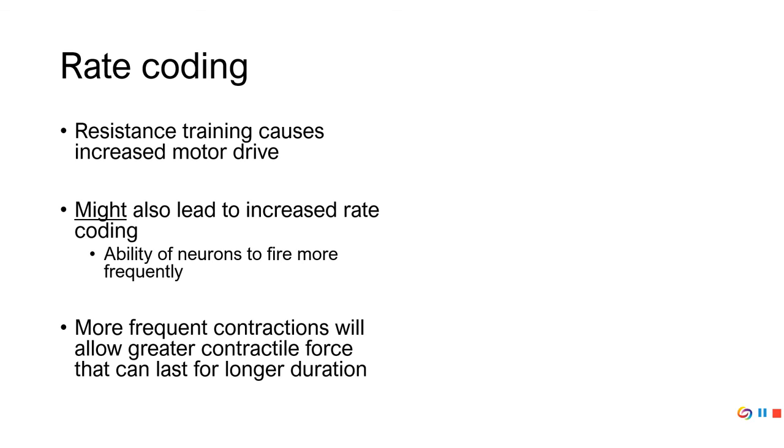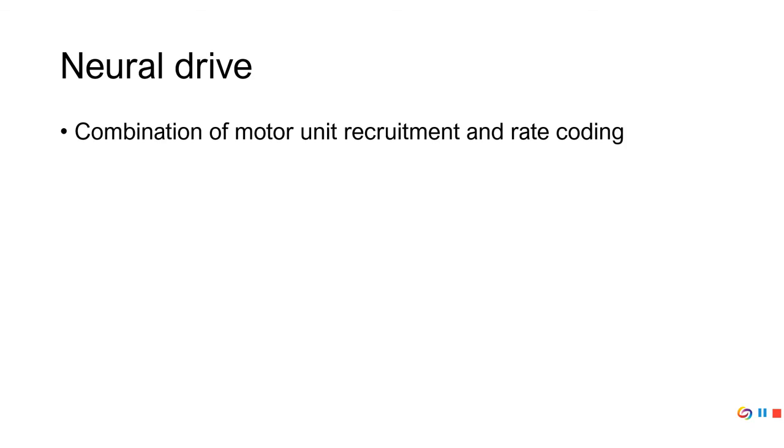If you remember from Unit 2, if a motor unit fires and then fires a second time before relaxation is completely done, that motor unit's going to produce greater force. And if you stimulate a motor unit often enough, it'll eventually generate a big sustained forceful contraction that we call tetanus. So neural drive is kind of this combination of recruitment and rate coding.